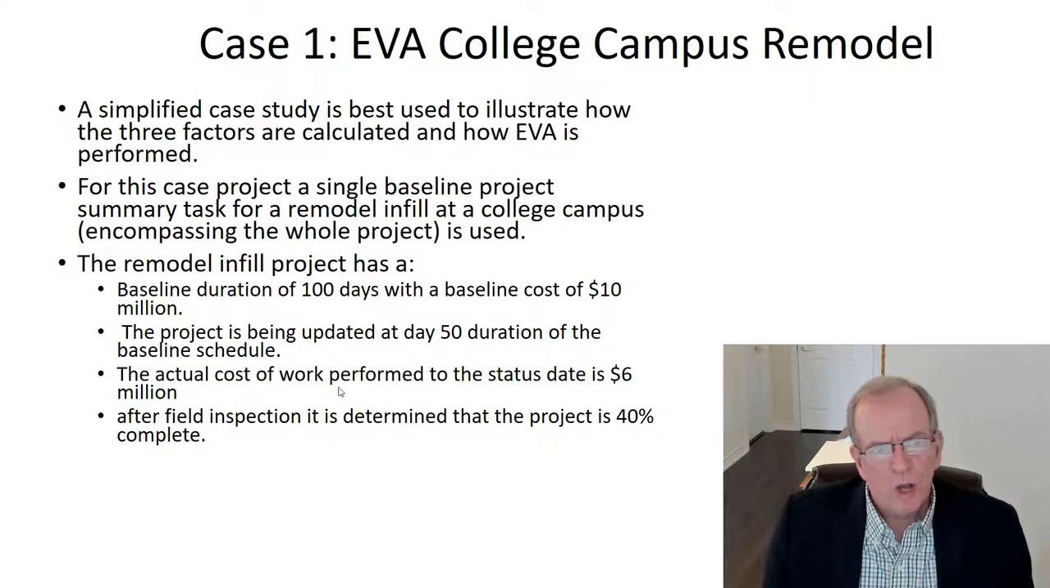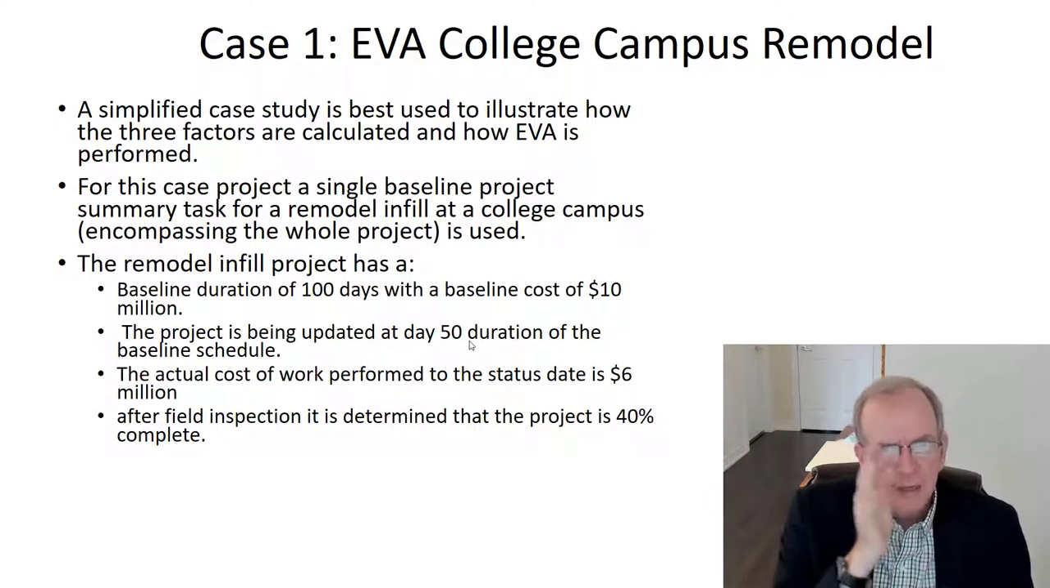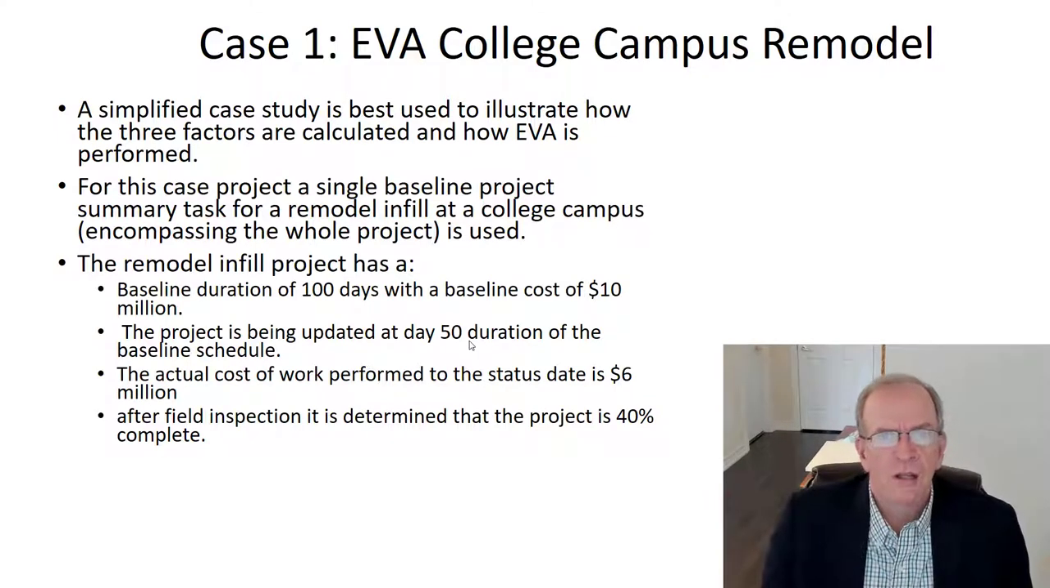The actual cost of work performed to the status date is $6 million. So we're at day 50. That would be at the halfway point. And I'm assuming a linear spending of the money in the plan value. So that would mean that you're at 50%. The reality is your plan could have been that you've only spent 40% if that was the original plan. It's whatever the original plan is. But I've kept it linear. So in this case, it would be $5 million at the 50-day point.